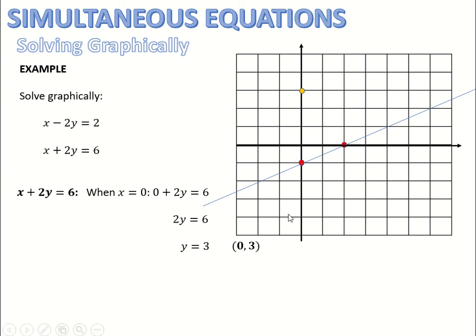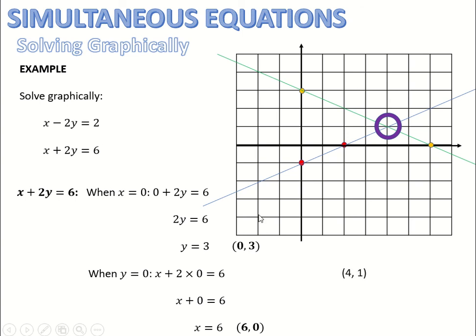I'm going to do the same thing again to find out where it crosses the x-axis. It crosses the x-axis when y equals 0, so that's what I'm going to substitute in first of all. So x plus 2 times 0 is equal to 6. 2 times 0 is just 0. So x plus 0 is equal to 6, in which case x is equal to 6, giving me a coordinate of 6, 0, which I can plot over here, and I can join up to give me another line. And I can see, hopefully from this, that they meet at this point here, okay? And that is my one and only solution to both of these equations, the one solution that satisfies both of those equations simultaneously.